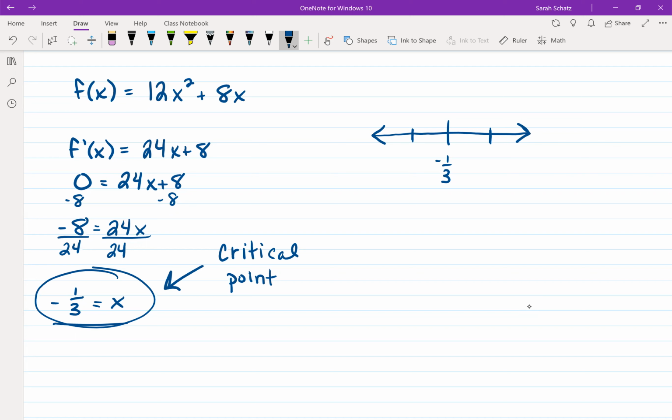So you guys remember, it doesn't matter what value you pick as long as it's over on that side. So I try to pick the easiest values I can. So something less than negative 1/3, well, why don't we just use negative 1? That's an easy value to work with. And I'm going to test it in the derivative. So I'm going to do the derivative at negative 1. Don't put it in the original function. And let's see what we get. So we get 24 times negative 1 plus 8.